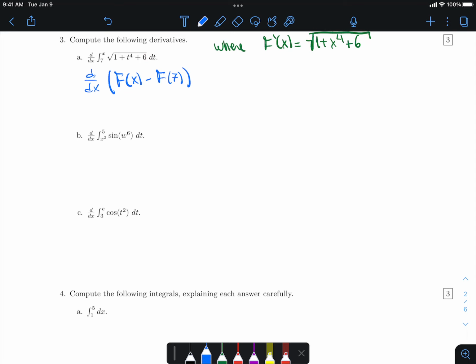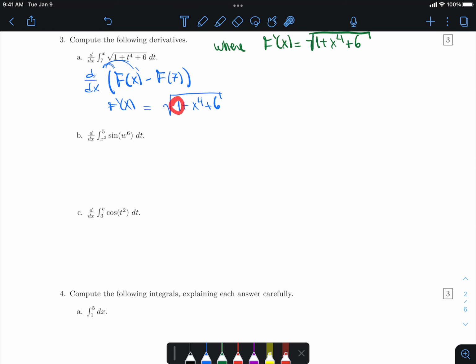Now when I derive this, I can derive each term separately. The derivative of the first term is just f prime of x, and then the derivative of the second term is 0 because F of 7 is a constant. And then f prime of x is just this. Okay, that's through the fundamental theorem of calculus. So that's what it is. You keep it like that.